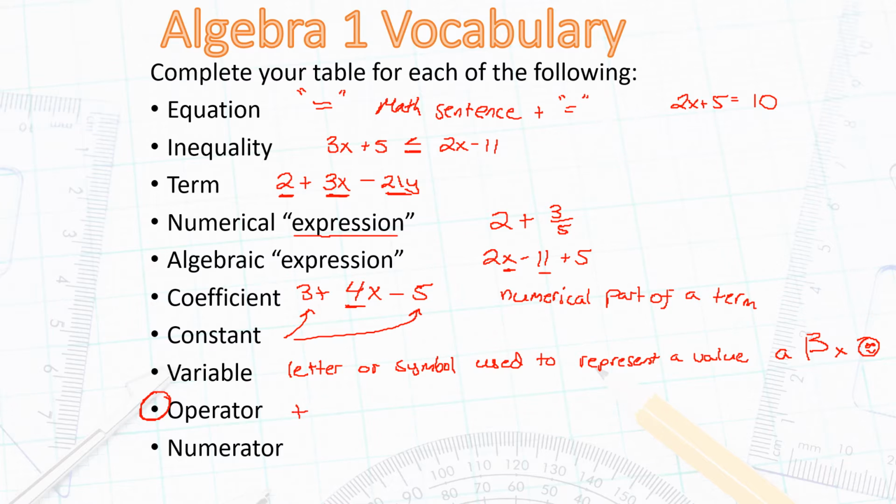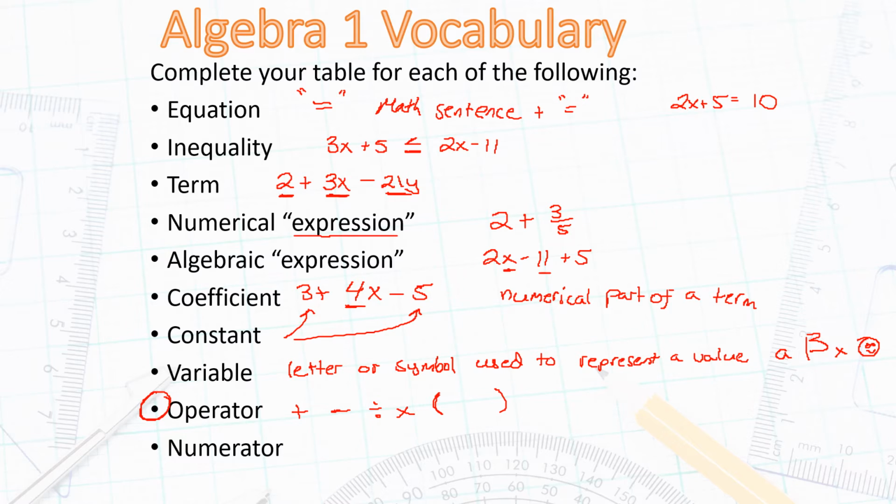Operator, we've talked about this. This is your plus, minus, multiply, divide. Parentheses are kind of included in that. So it's the symbols in the equation or expression that help define the overall value. So technical words, the things that separate the terms.